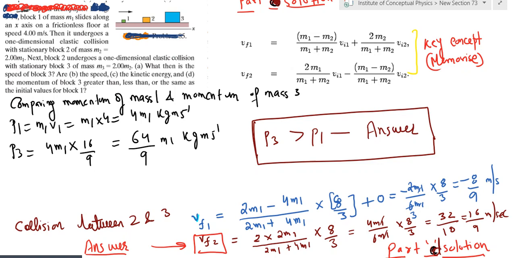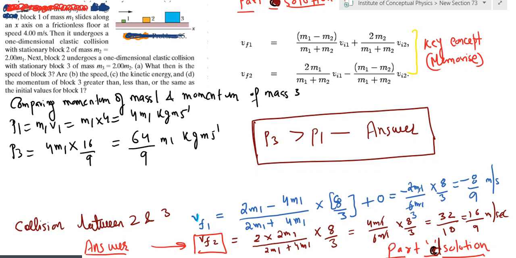All right, so part D of this question is comparing the momentum of mass 3 with the momentum of mass 1. Now let's calculate the momentum of mass 1. It's m1 into 4, because it was given that mass 1 has an initial velocity of 4 meters per second. Let's calculate the momentum of mass 3.